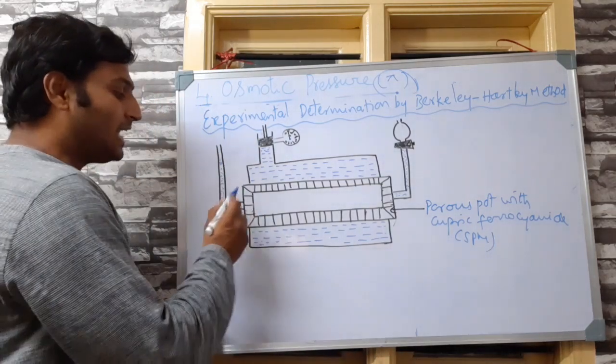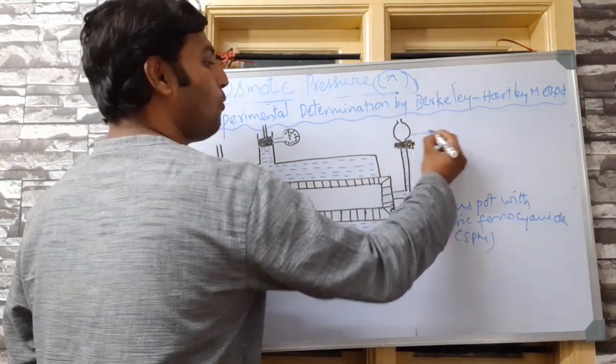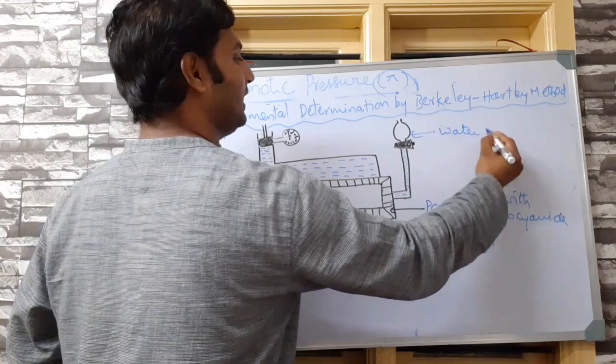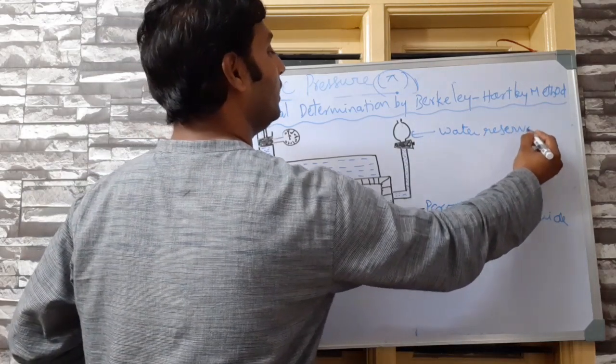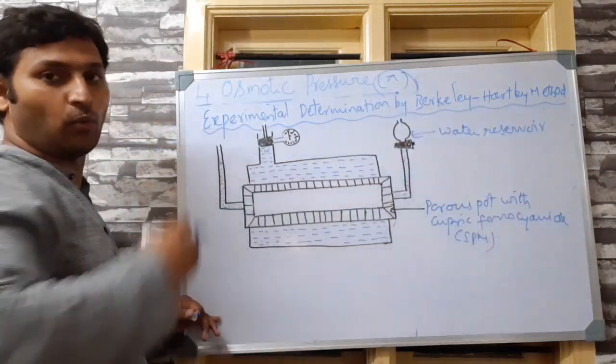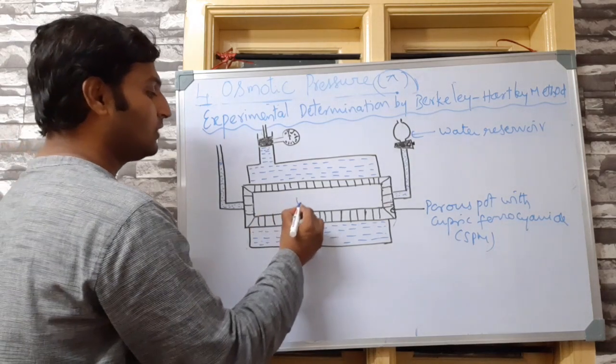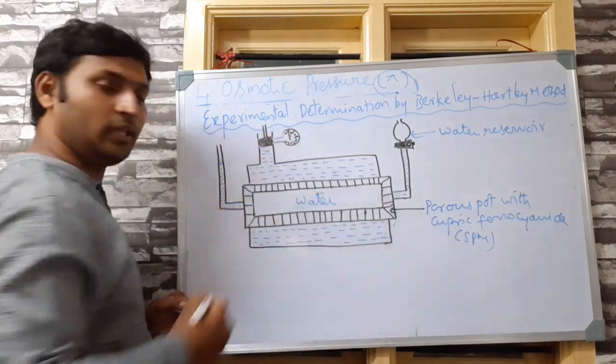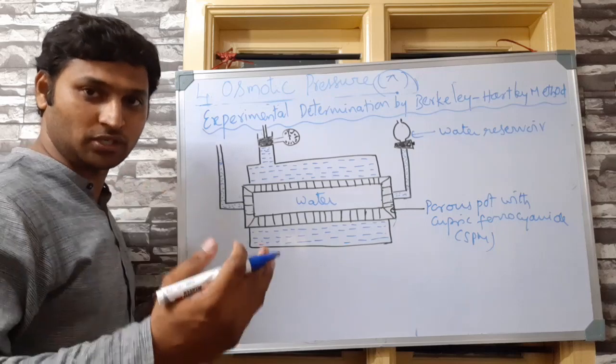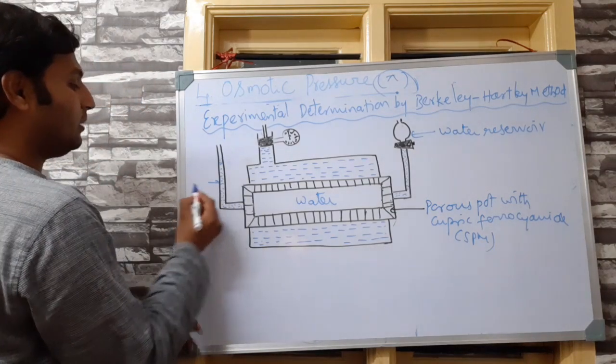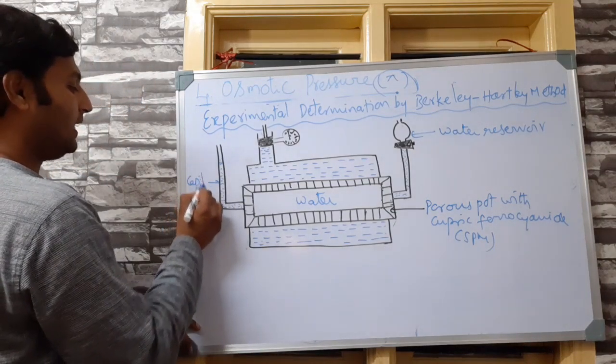Okay. Now this porous part has a water reservoir on one side. This is the water reservoir using which you can keep pouring water into the porous part. So this porous part must be filled with water when the experiment has to start. The other side will have a capillary indicator.